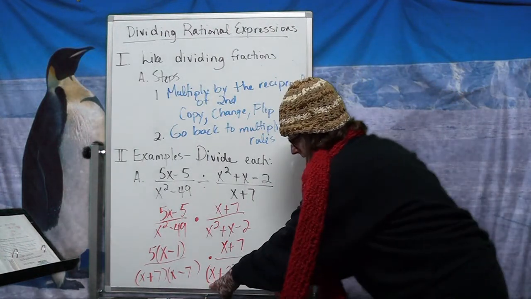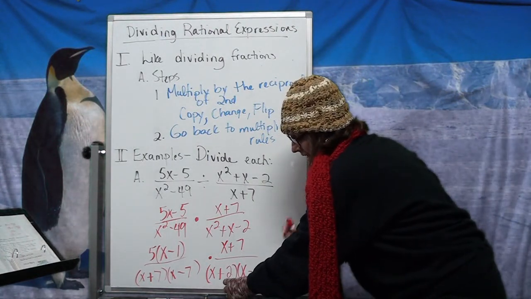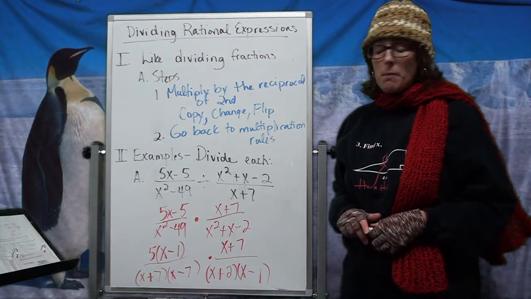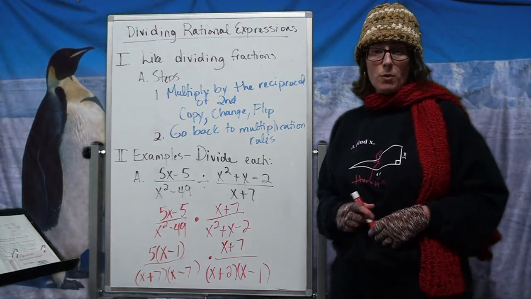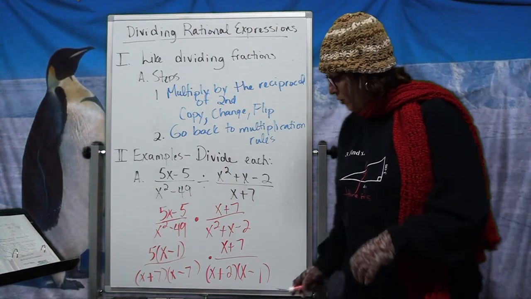So now when I check my outsides, I get a negative 1x. Inside, I get a positive 2x. That gives me a positive 1x, which is the right term in the middle. So I know that this is factored correctly.